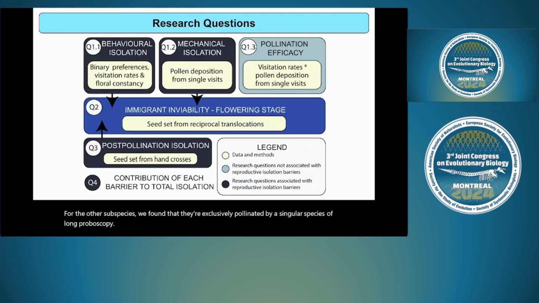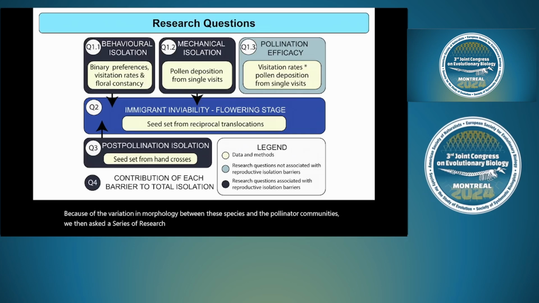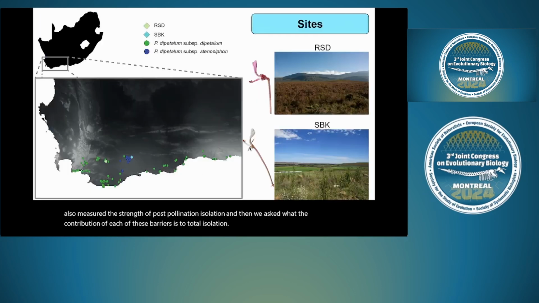Because of the variation in morphology between these species and the pollinator communities, we then asked a series of research questions. In order to ask this, we've also placed these two subspecies in artificial sympatry. So we measured the strength of behavioral and mechanical isolation, and then we combined those together in order to get a measure of pollination efficiency. We then also asked if there was immigrant inviability at the flowering stage. We also measured the strength of post-pollination isolation, and then we asked what the contribution of each of these barriers is to total isolation.